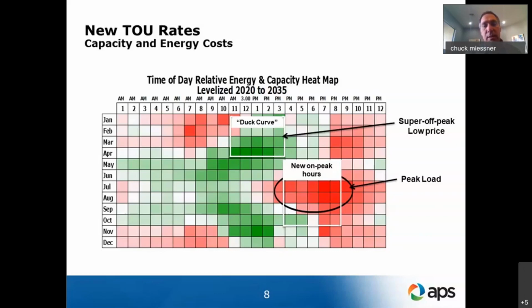You can also see the duck curve in January, February, March, April, the solid green, meaning kind of low cost time period. We actually have negative wholesale cost in many of these hours. So actually by reducing load and increasing load, we can actually buy energy and make money. And so that's the duck curve there that we've added as well in our time of use rates.